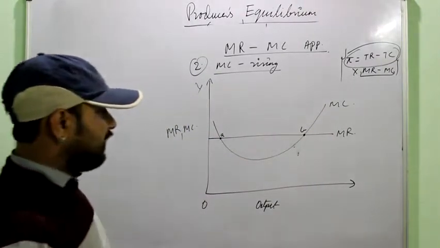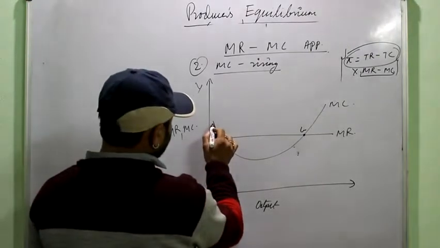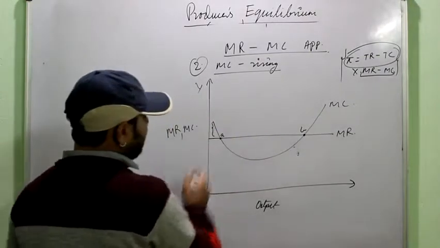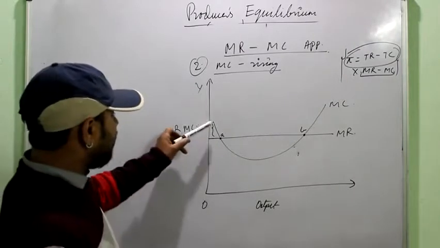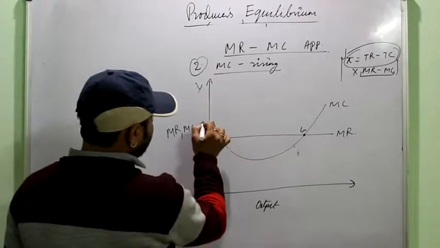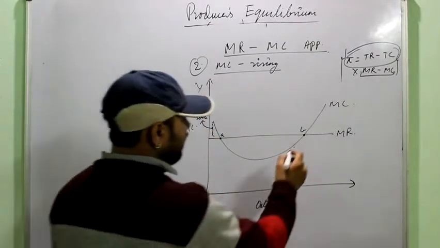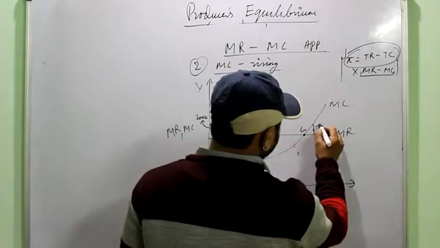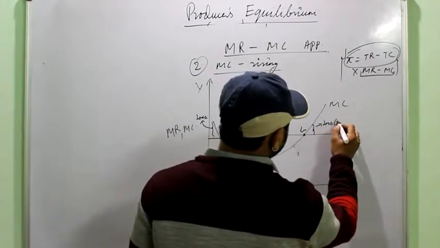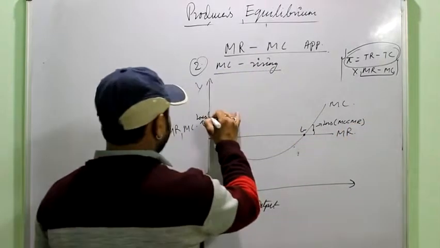So you can simply see that there are 2 points where MR and MC are equal. But first look at this point. This is the point where the cost incurred on the commodity is more than the revenue. So it means at every such point there is a loss for the producer, right? Similarly here also there is a loss for the producer, because here his marginal cost is more than the marginal revenue, and same here.